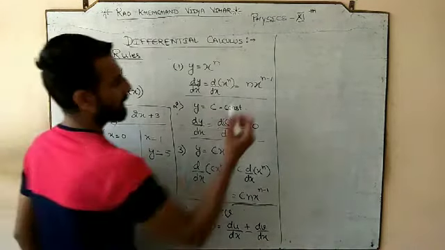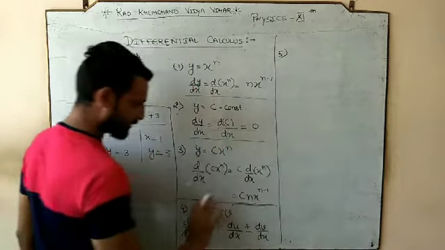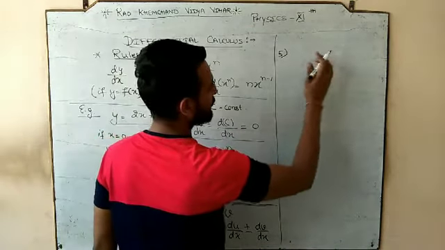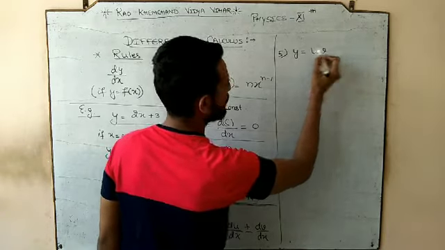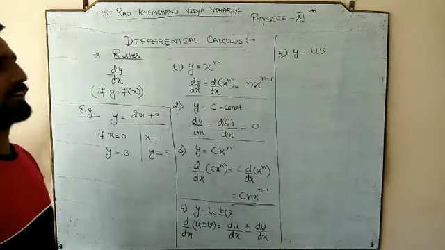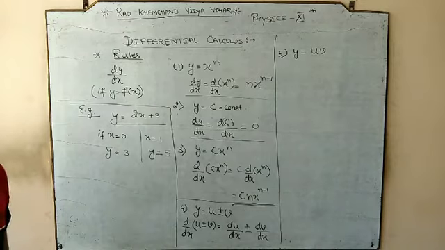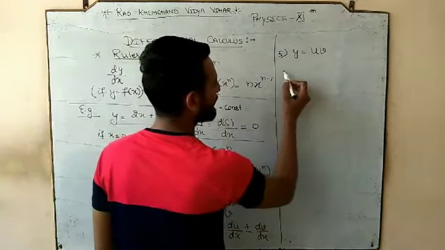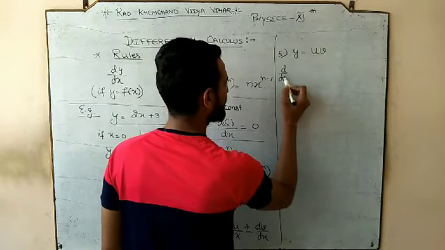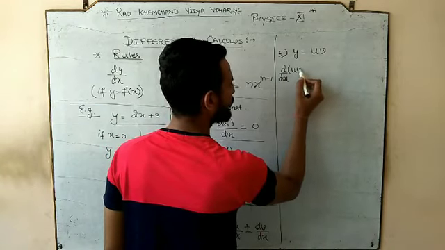Then the fifth rule that I will discuss. The fifth rule is if your y is the product of two terms. Let's suppose I have two terms. One term is u, another term is v, and y is the product of them. So how to solve this? d by dx of y is equal to d by dx of u into v.